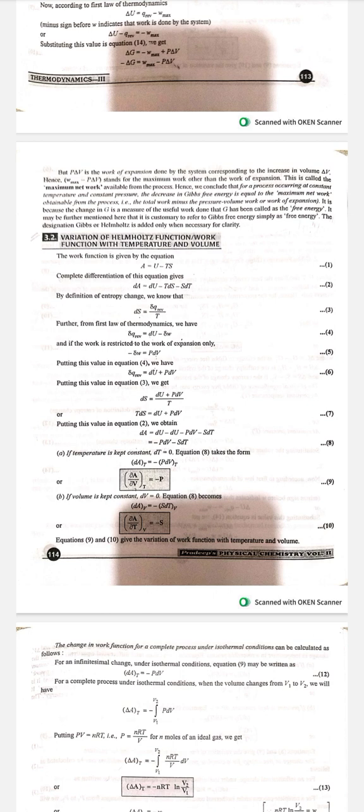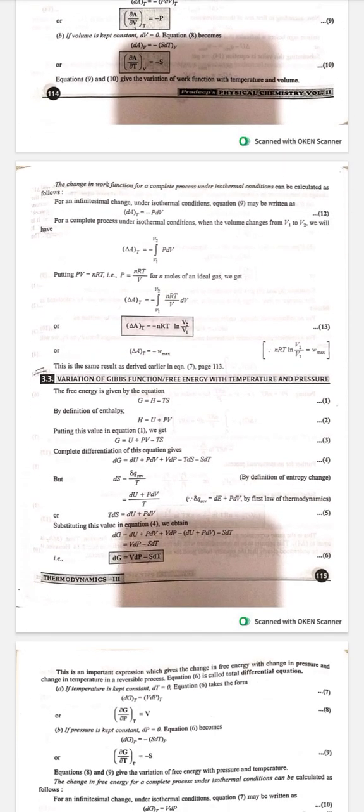In the equation, if the temperature is kept constant, then dA at constant temperature is equal to minus P dV. Delta A upon delta V at constant temperature is equal to minus P, and if volume is kept constant, then the equation is delta A upon delta T at constant volume is equal to minus S. The change in work function for the complete process under isothermal condition can be calculated as follows.